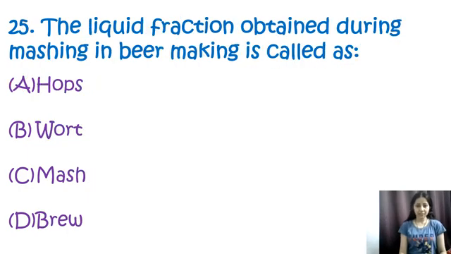Question number 25. The liquid fraction obtained during mashing in beer making is called: hops, worts, mash, or brew. So comment down the correct option of this question in the comment box.